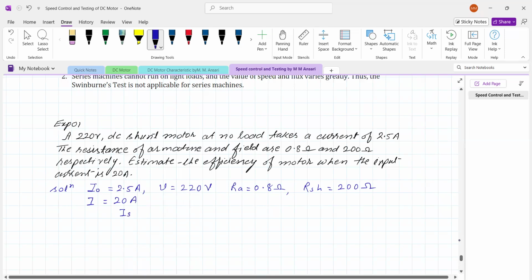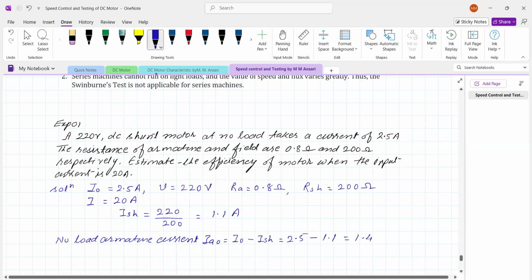First we will calculate ISH, because we want to estimate the no load armature copper loss. It is 220 divided by 200, which is 1.1 ampere. So the no load armature current IA0 is equal to I0 minus ISH, so it is 2.5 minus 1.1, equals 1.4 ampere.